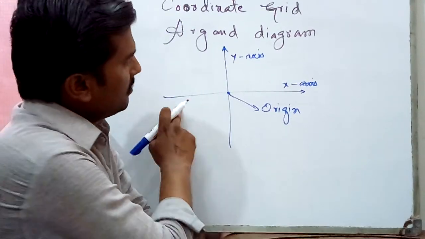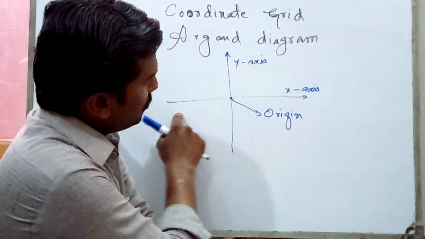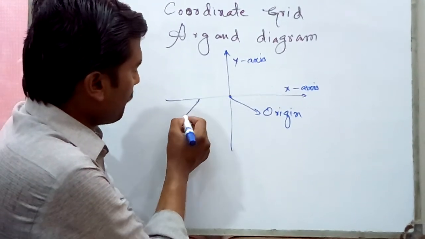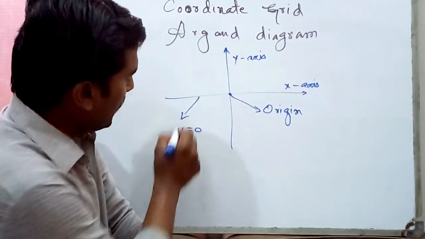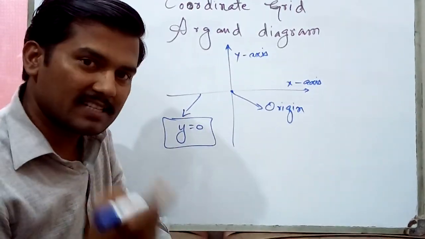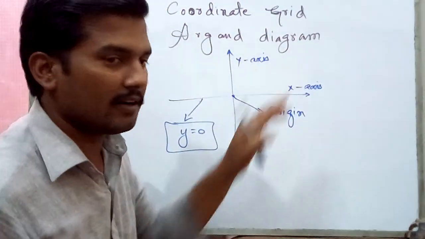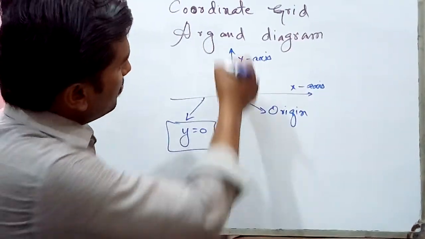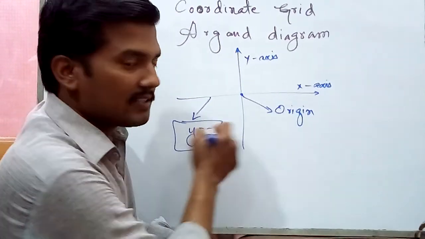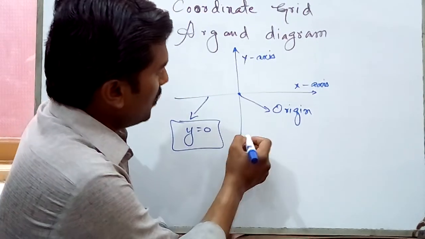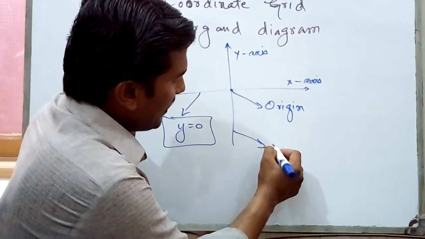And now we will discuss the equations of these two lines. The equation of this x-axis is y is equal to 0. It tells us that y is 0 everywhere on x-axis, and likewise on y-axis, x is always 0. So the equation of this vertical line, the y-axis, is x is equal to 0.